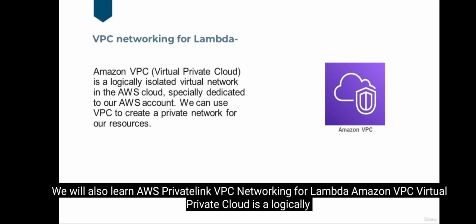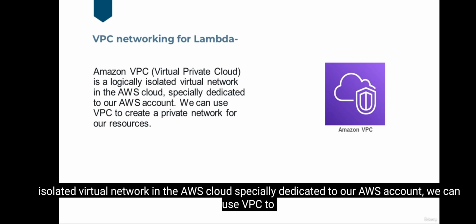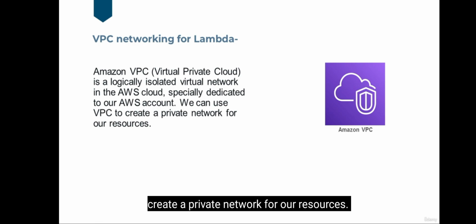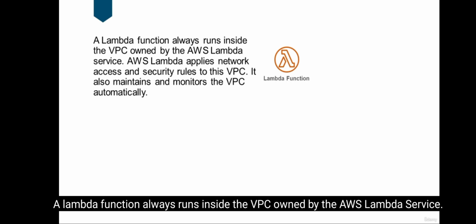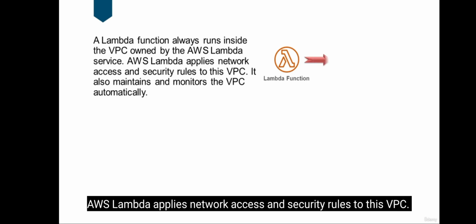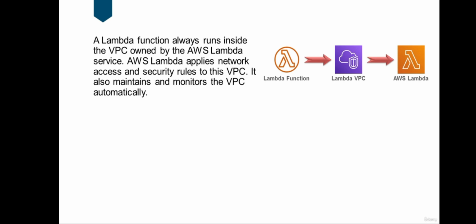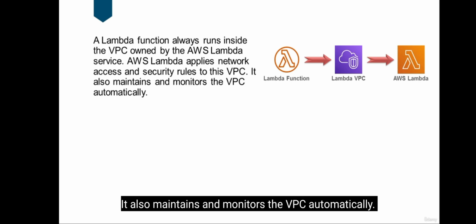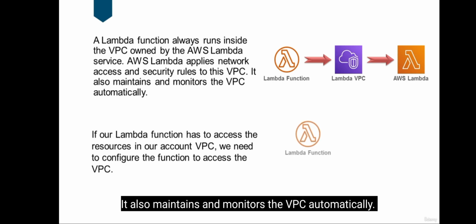VPC networking for Lambda. Amazon VPC, Virtual Private Cloud, is a logically isolated virtual network in the AWS cloud, specially dedicated to our AWS account. We can use VPC to create a private network for our resources. A Lambda function always runs inside the VPC owned by the AWS Lambda service. AWS Lambda applies network access and security rules to this VPC. It also maintains and monitors the VPC automatically.